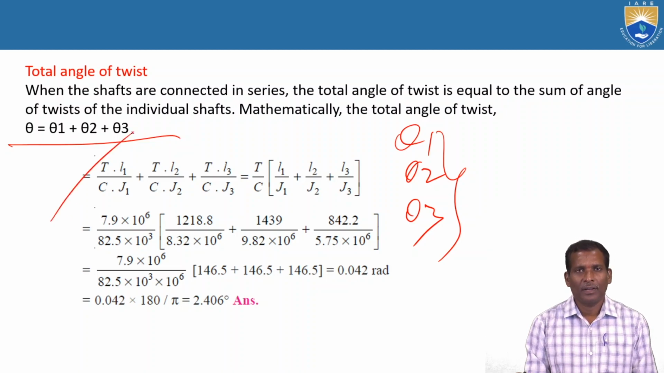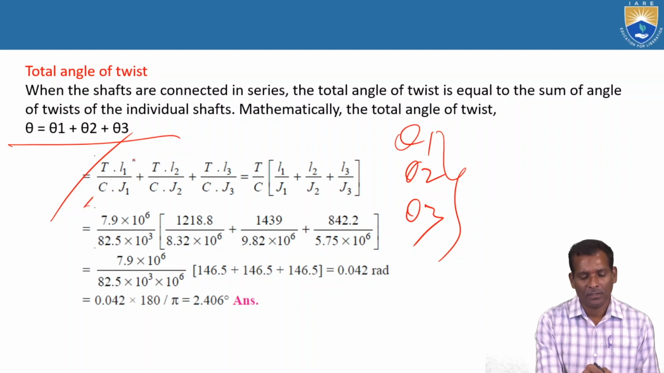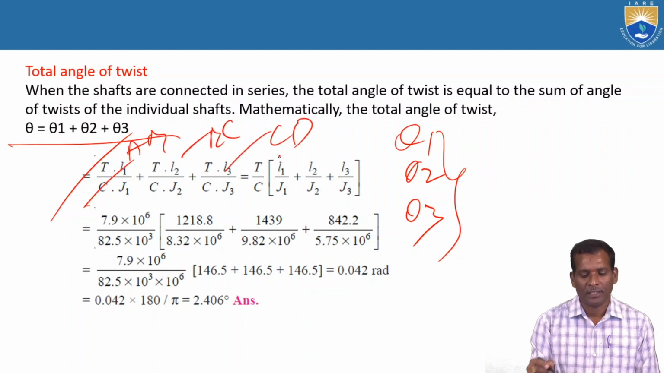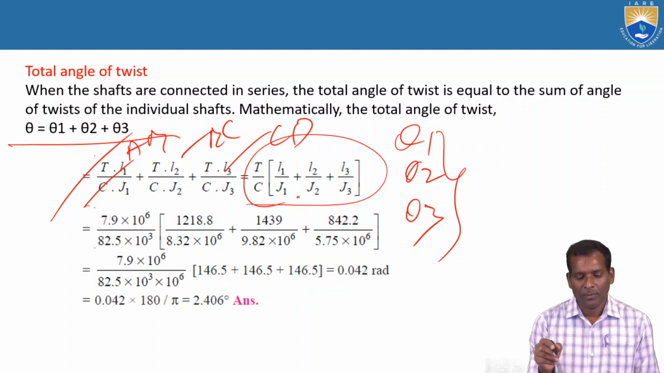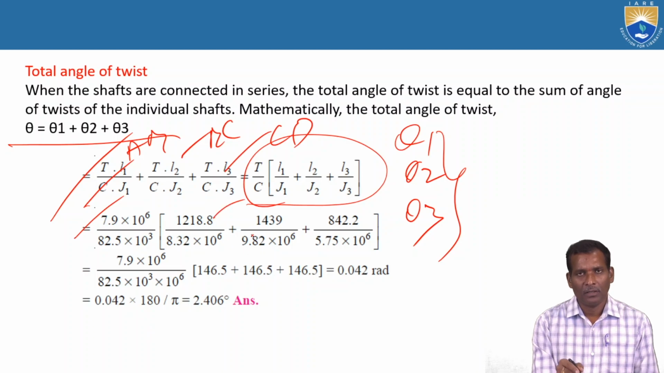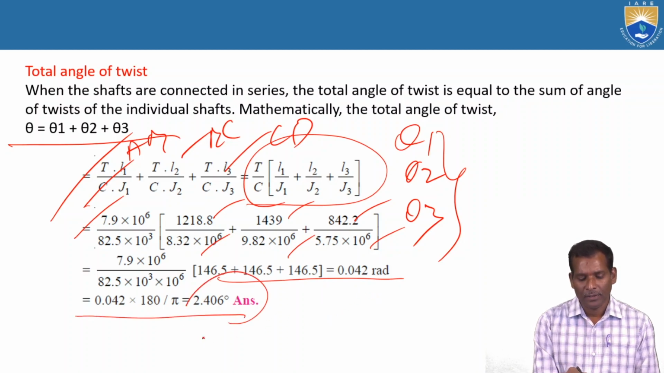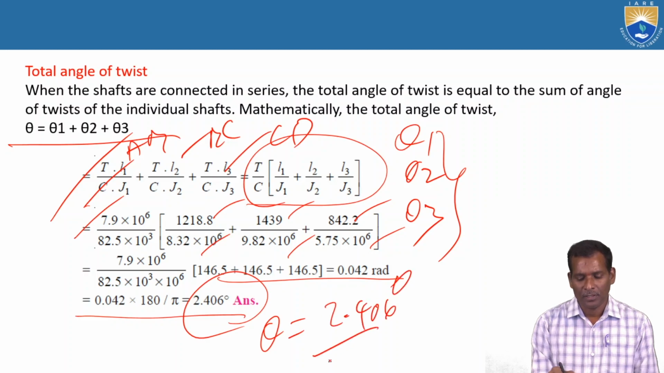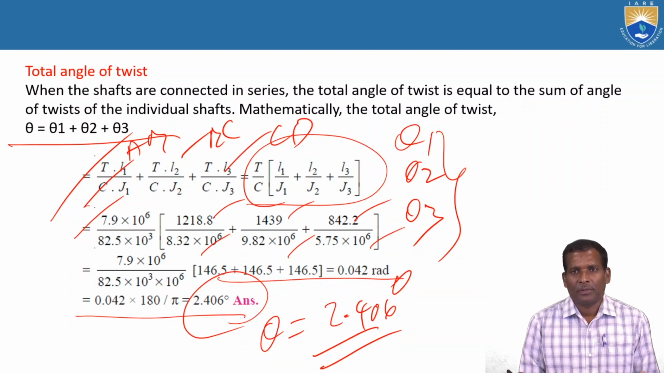So add the obtained angle of twist theta 1, theta 2 and theta 3. So already in the previous step already calculated as TL by CJ, TL1 by CJ1 and TL2 by CJ2, for AB, BC and CD sections. So take common T by C and apply this empirical relation. And substitute all remaining values, T value, C and L1, already we have calculated in previous step, J1, L2, J2, L3, J3 and calculate in terms of radians and convert into degrees. So obtained angle of twist 2.406 degrees. The twisting angle of the shaft obtained 2.406.